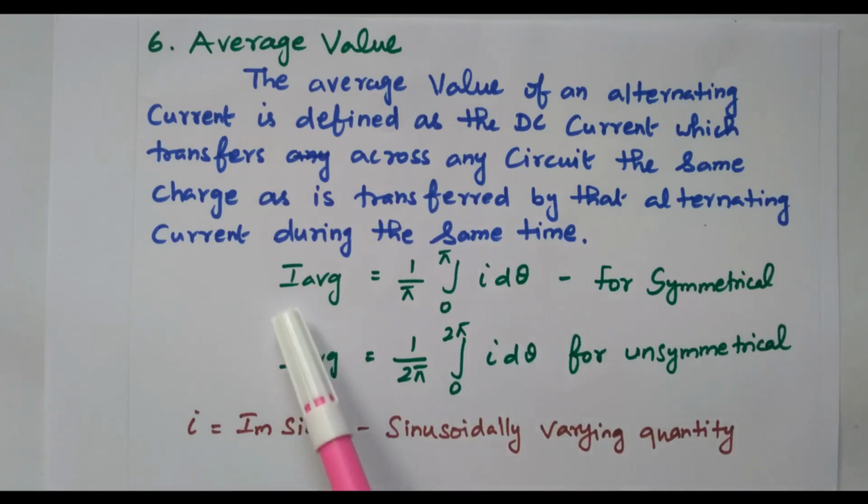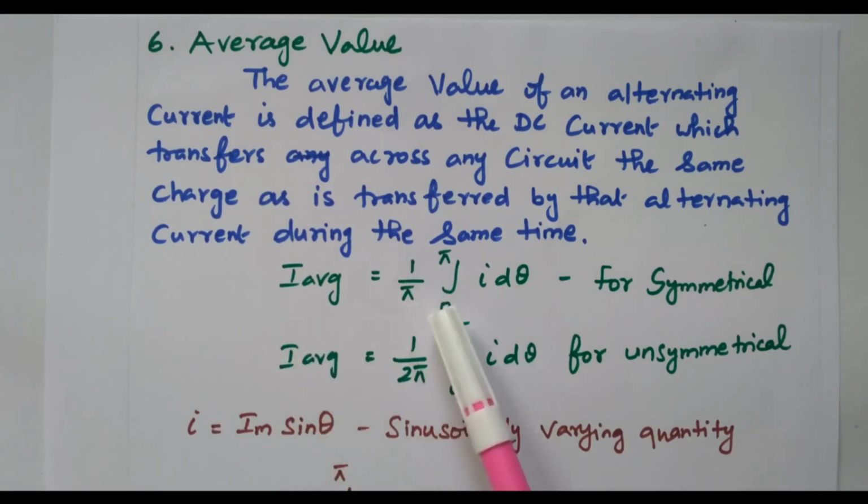So what is the formula? I average. Now we are referring to current; voltage also we can take. 1 divided by pi, 0 to pi I d theta for symmetrical. What is meant by symmetrical? Positive and negative. If you have a positive cycle and a negative cycle, it is called symmetrical. The positive cycle, the same thing will be available as a negative also.